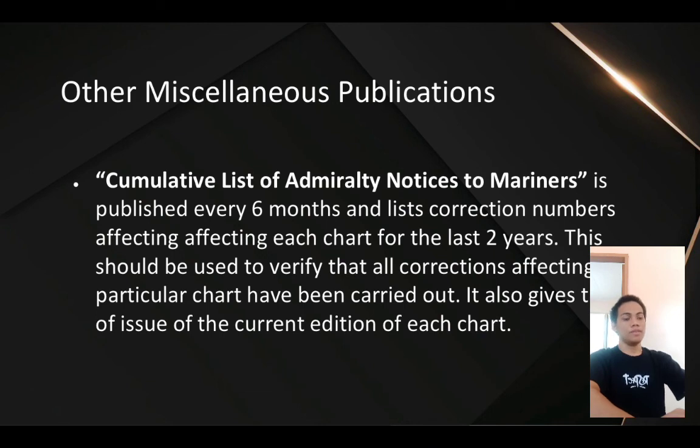The cumulative list of Admiralty Notices to Mariners is published every 6 months and lists correction numbers affecting each chart for the last 2 years. This should be used to verify that all corrections affecting a particular chart have been carried out. It also gives the date of issue of the current edition of each chart.